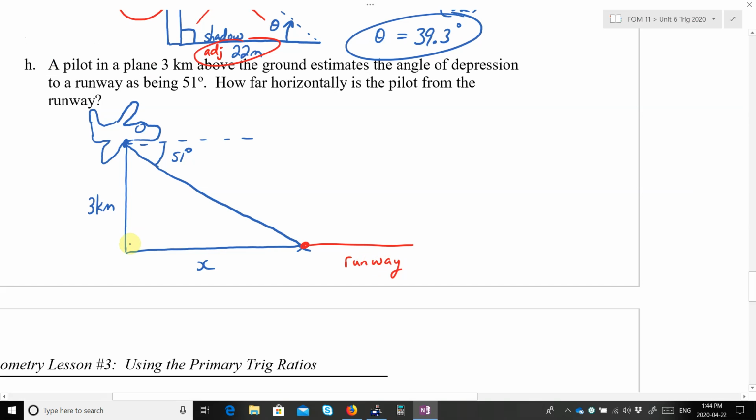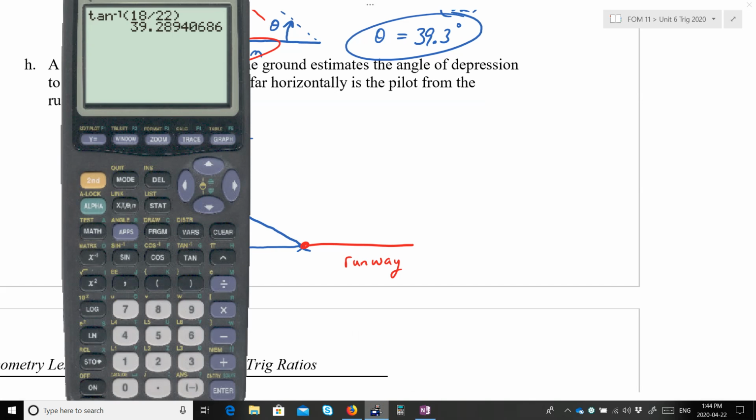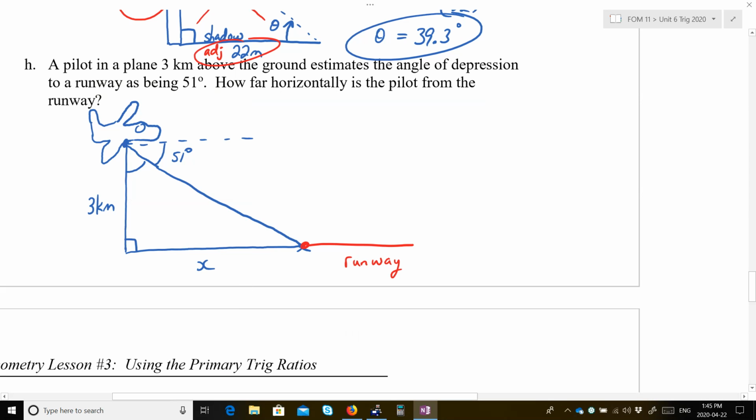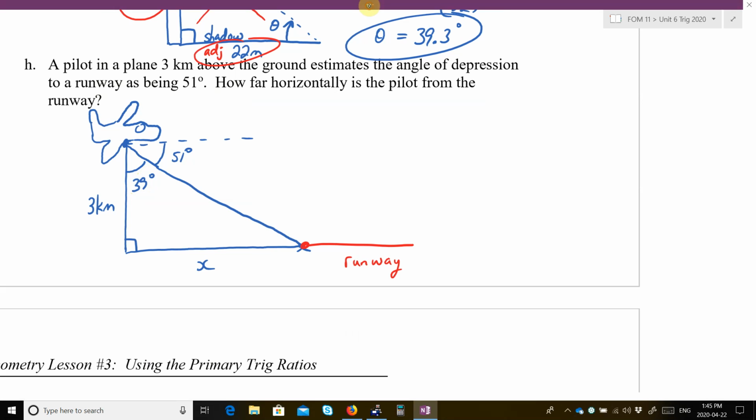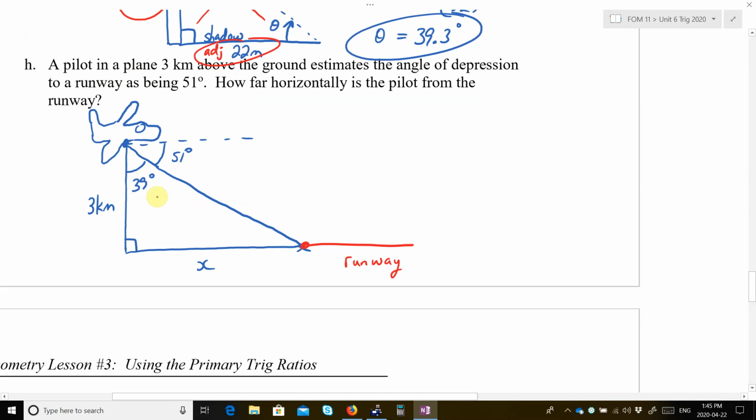Okay, so we need to figure out x. There's our 90 degrees, and since we have the angle of depression, we have to get the angle inside the triangle. And so you go 90 minus 51 to get the angle inside the triangle. That is 39 degrees. And now that we have that angle, now we can label the sides of the triangle.